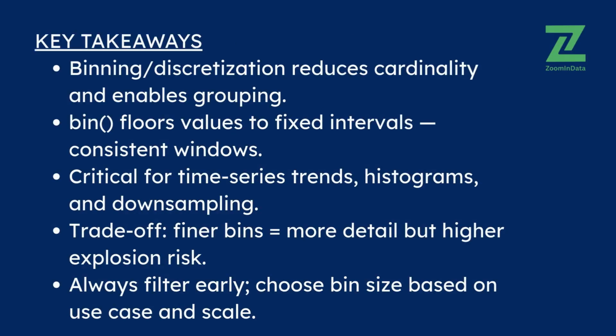To wrap up, binning and discretization reduce cardinality and make grouping feasible at scale. Bin floors values to fixed intervals, creating consistent, aligned windows. It's critical for time series trends, histograms, downsampling, and readable aggregates. The trade-off is clear. Finer bins give more detail but risk cardinality explosion. Coarser bins smooth trends but lose granularity.